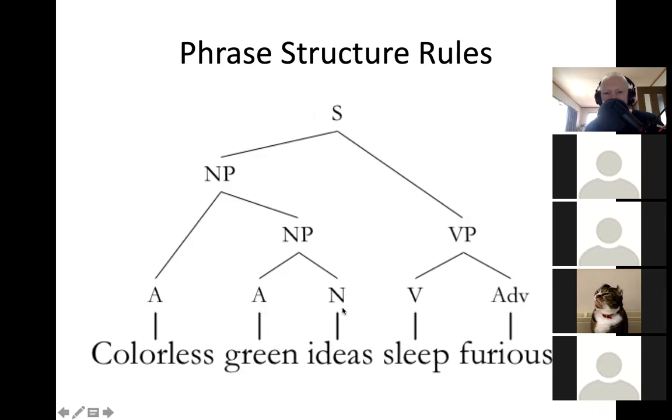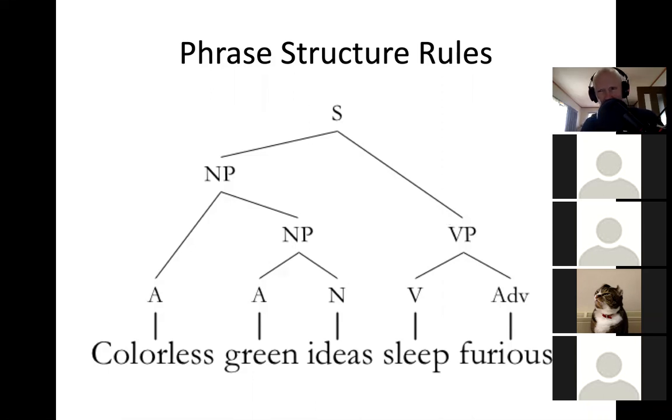Colorless green ideas sleep furiously. Yeah. So sleep is a verb. A possible verb phrase would be an adverb and a verb. Sleep furiously is a verb phrase. A possible noun phrase would be an adjective and a noun. That's a noun phrase. And a possible noun phrase would be a noun phrase and an adjective. That's a noun phrase. And then a sentence. A possible sentence would be a subject noun phrase and a verb phrase. That kind of rule.